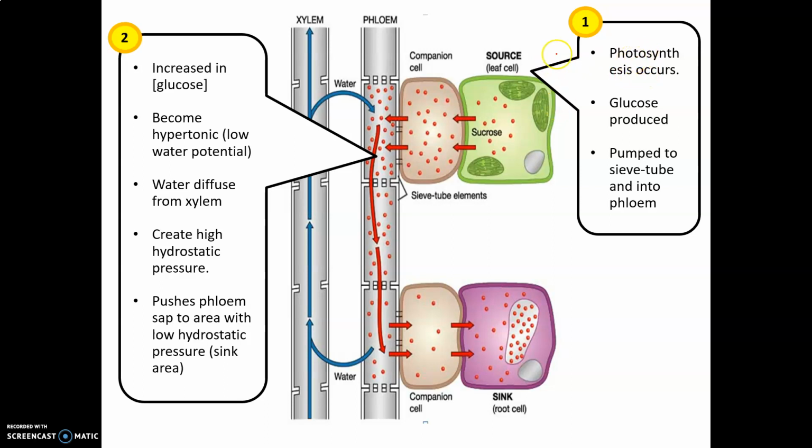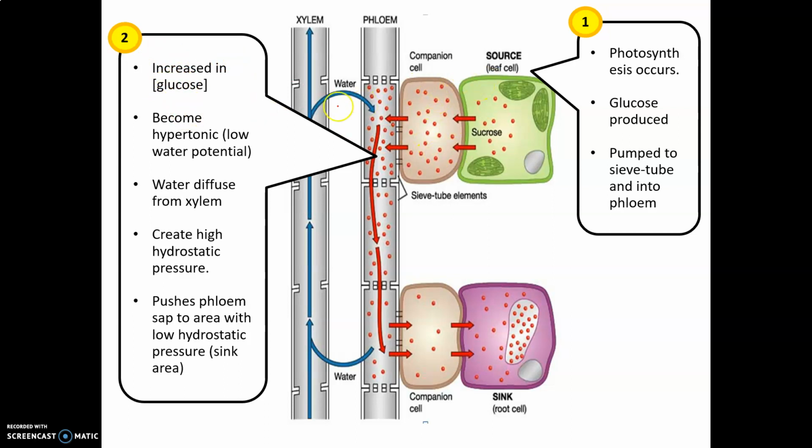First, photosynthesis akan occur di dalam source cell. Glucose ataupun sucrose are produced. Kemudian dia akan dipump to the sieve tube and into the phloem. Okay. Masuk ke dalam companion cell, masuk pula ke dalam sieve tube. Bila adanya this sucrose ataupun glucose di dalam ini, adanya increase in sucrose ataupun glucose, so gunakan sucrose pun boleh.